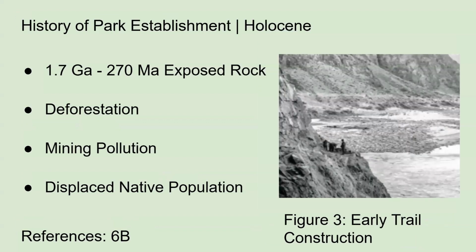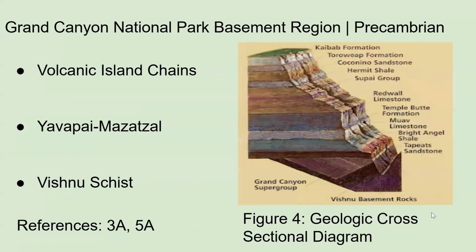The Grand Canyon's immense beauty and geological significance was part of what facilitated its establishment as a national park on February 26, 1919. However, the park's establishment was also a response to the displacement of these native populations as a result of mining, logging, and pollution. Here we see some of the earliest trails being built for tourism rather than for mining or for logging.